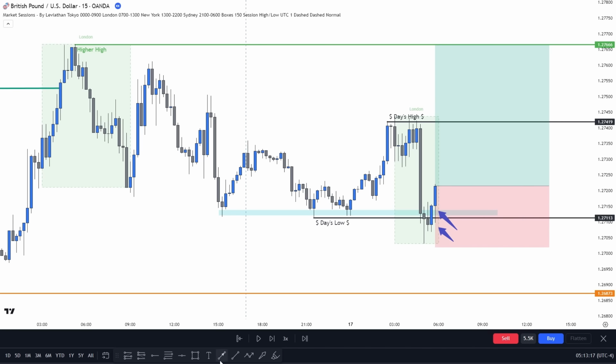But a more conservative way is to wait for a change of character to confirm the reversal and enter at the pullback. Conservative trading is more relieving and less risky. However, we might witness many missing opportunities, which is inevitable in trading.